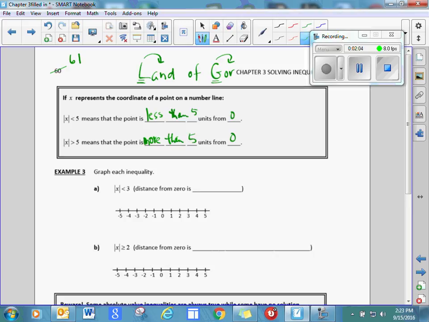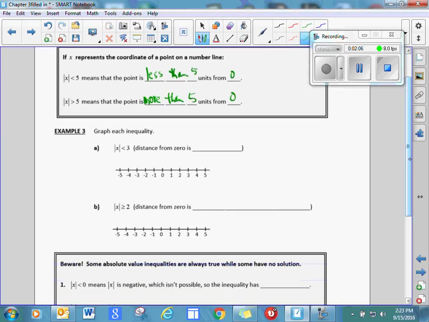So when we are graphing these absolute value inequalities, we have one of two things. We've either got a less than symbol or we've got a greater than symbol. We are going to treat them differently. So this first one says all the points whose distance from 0 is less than 3 units. So if we look at this graphically, all of the points on this number line that are less than 3 units from 0 are these guys. All these guys in here.